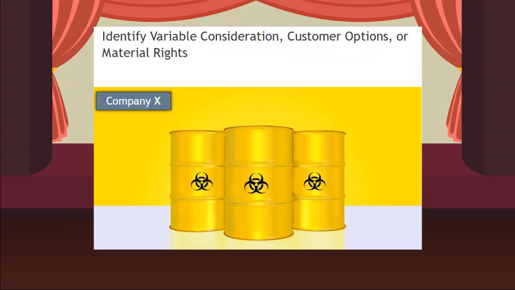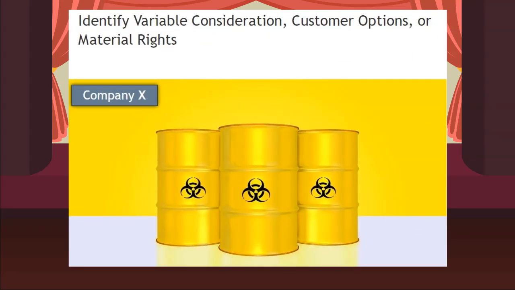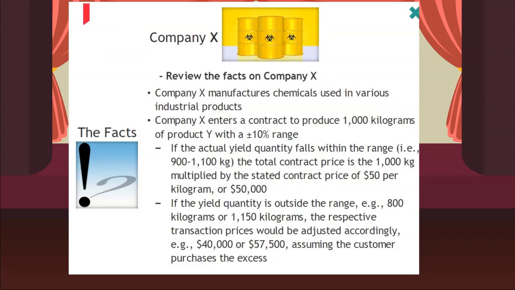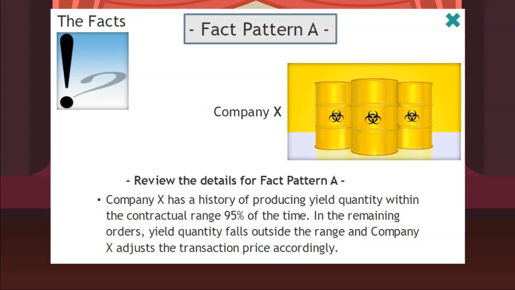Let's work through an example to identify variable consideration, customer options, or material rights. Click on Company X to work through the example. Review the facts about Company X. When working with Company X, additional facts come into play when deciding whether or not a contractual provision represents variable consideration. Review the details for each fact pattern. Consider whether each fact pattern described represents a customer option or variable consideration, and how it should be accounted for.